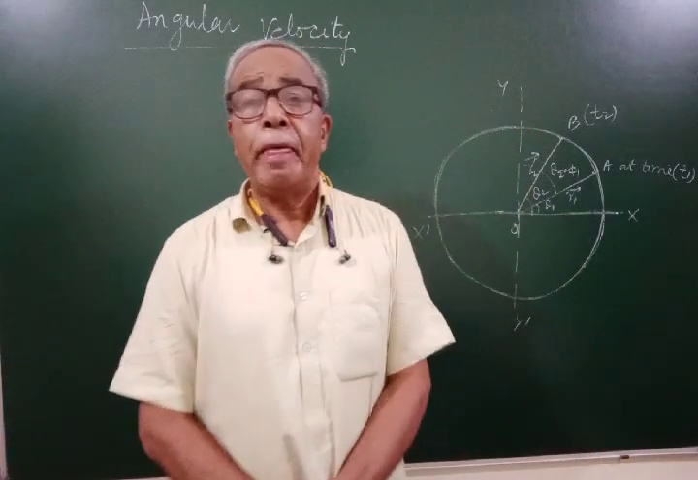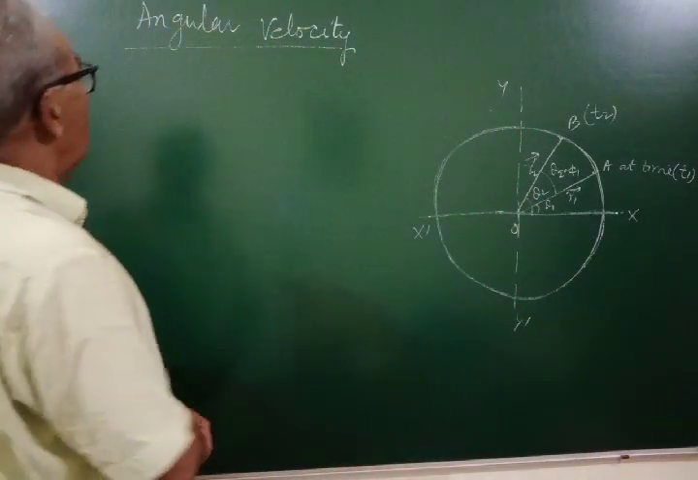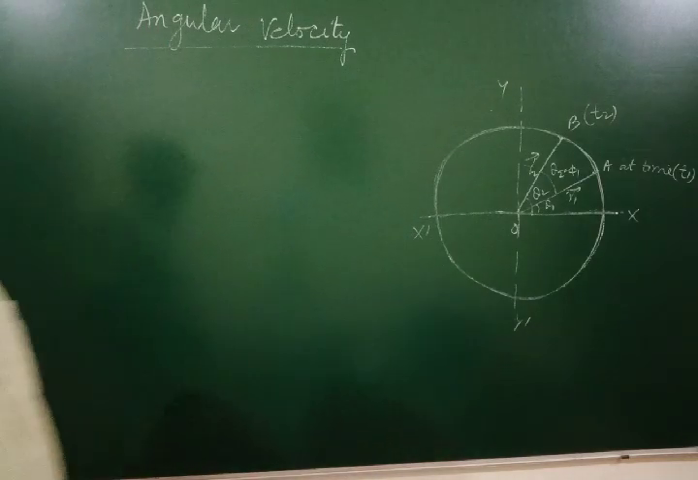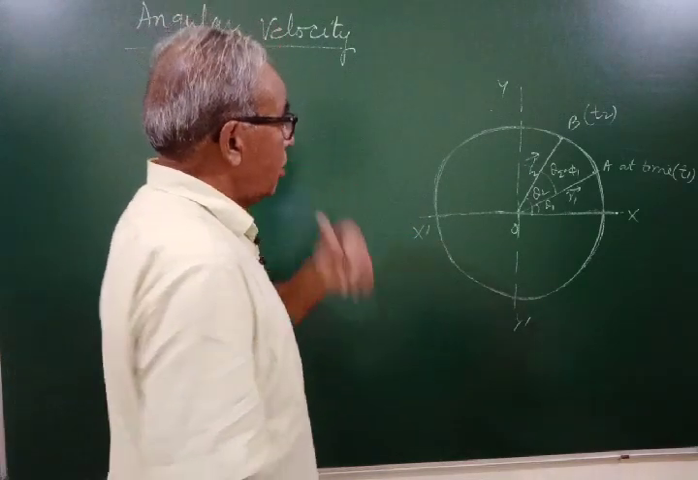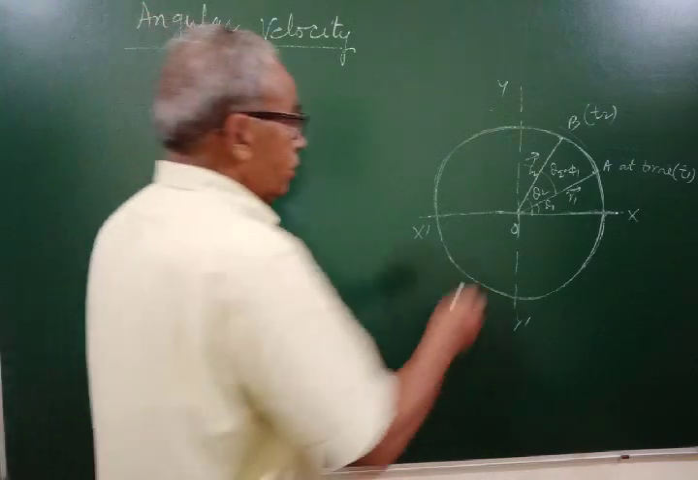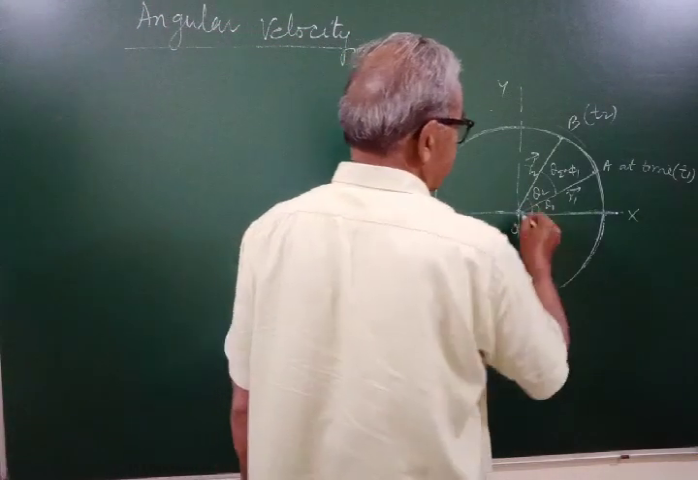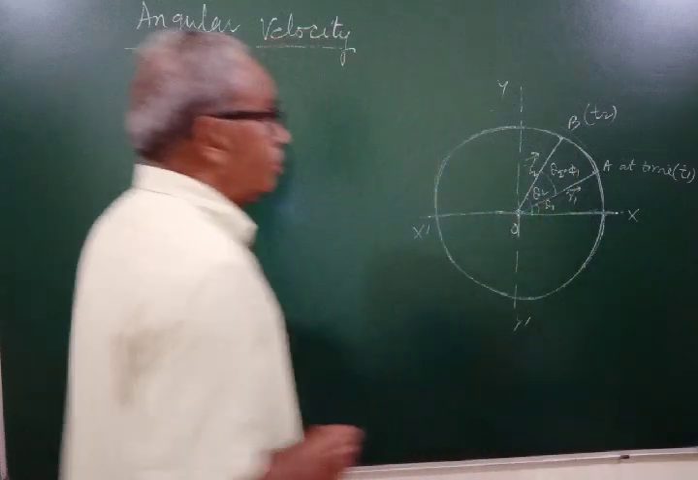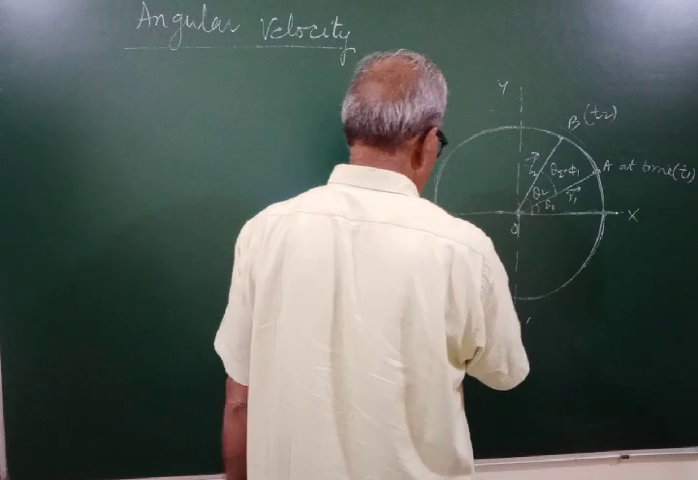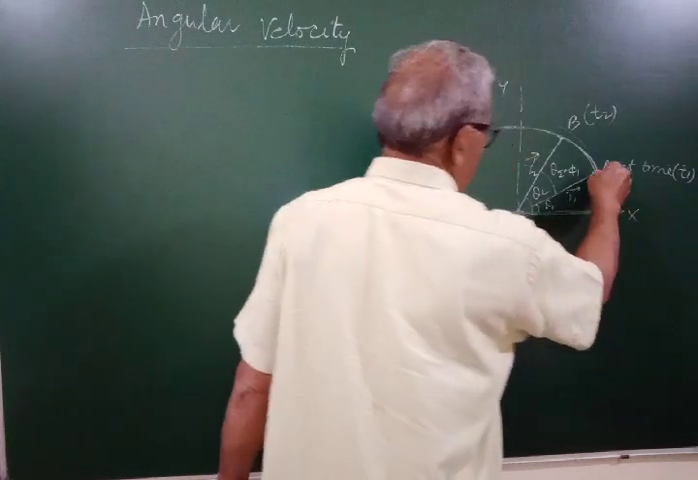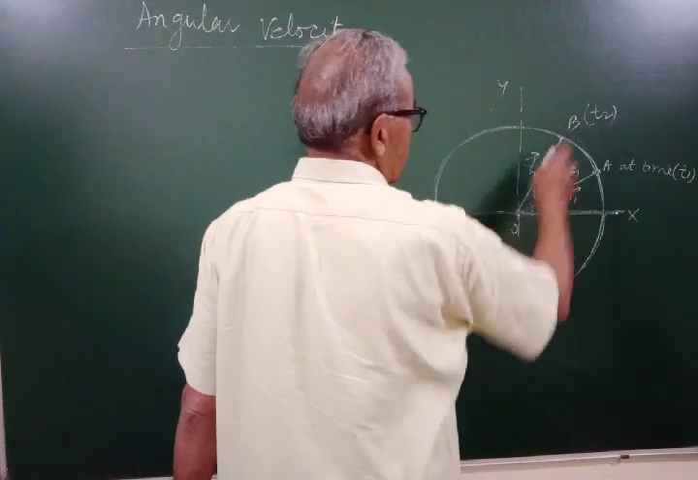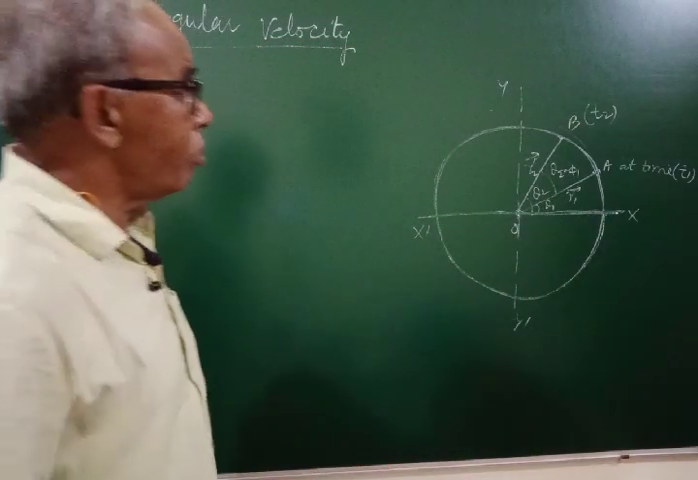Yes, dear students, in this video I am going to define and explain angular velocity. Here in the figure, a body is moving on a circular path. At time t1 it is at point A, and at point B at time t2. The position of the body with respect to the x-axis is given by position vector r1, and at time t2 the position vector r2.